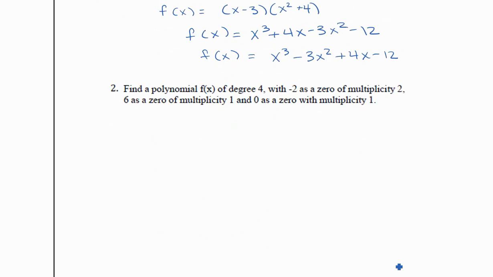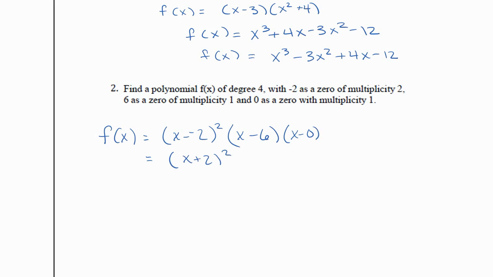So it says find a polynomial f of x of degree 4 with negative 2 as a zero of multiplicity 2, 6 as a zero of multiplicity 1, and 0 as a zero of multiplicity 1. Okay, so our f of x, we're going to have x minus a negative 2, and the multiplicity is 2, so an exponent of 2. We have a zero of 6, so x minus 6, just a multiplicity of 1, and 0 is just going to be x minus 0. So cleaning this up a little bit, we'd have x plus 2 squared, x minus 6 times x.